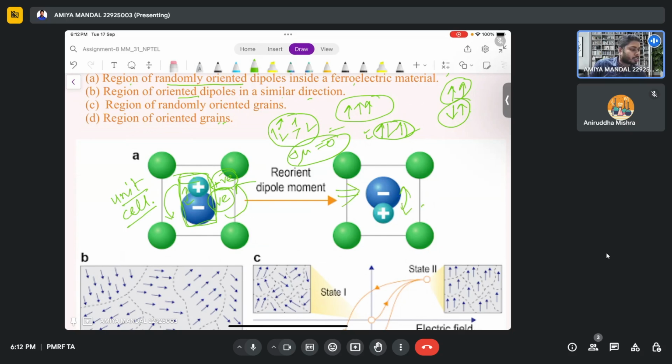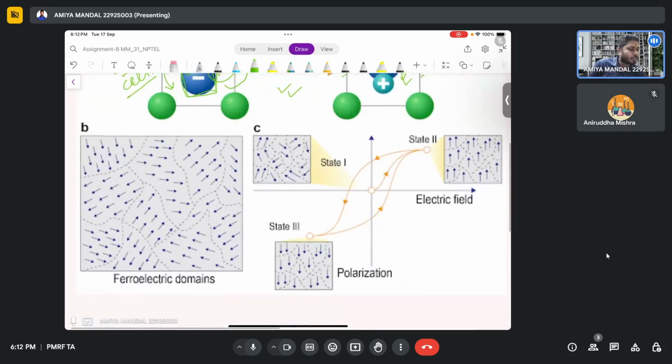Okay. So this is the reorientation of dipoles, meaning we are changing just the dipole arrangement. This is called the ferroelectric domains. You can see that in a small portion of a material, for a particular region, these are some particular regions denoted by black dotted lines. In each particular domain, every dipole is arranged in a similar direction. That is the main concept. Here also, each dipole is arranged in a similar direction.